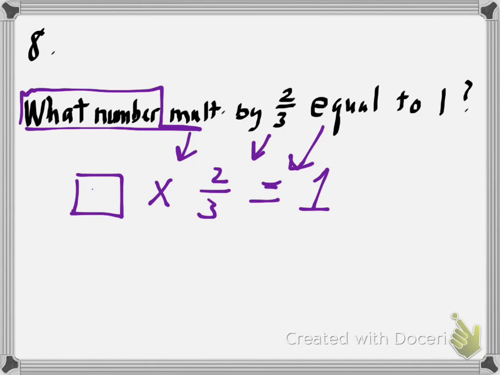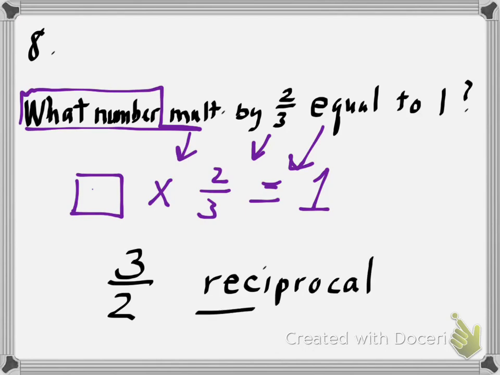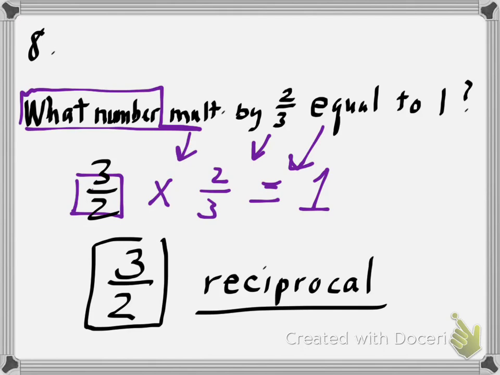And actually that's something the students should know, and that is 3/2, which is the reciprocal. So the reciprocal is simply the flipped fraction, 3/2. So 3/2 times 2/3, because that would equal 3 times 2 is 6, and 2 times 3 is 6, and 6 divided by 6 would equal 1. So the reciprocal.